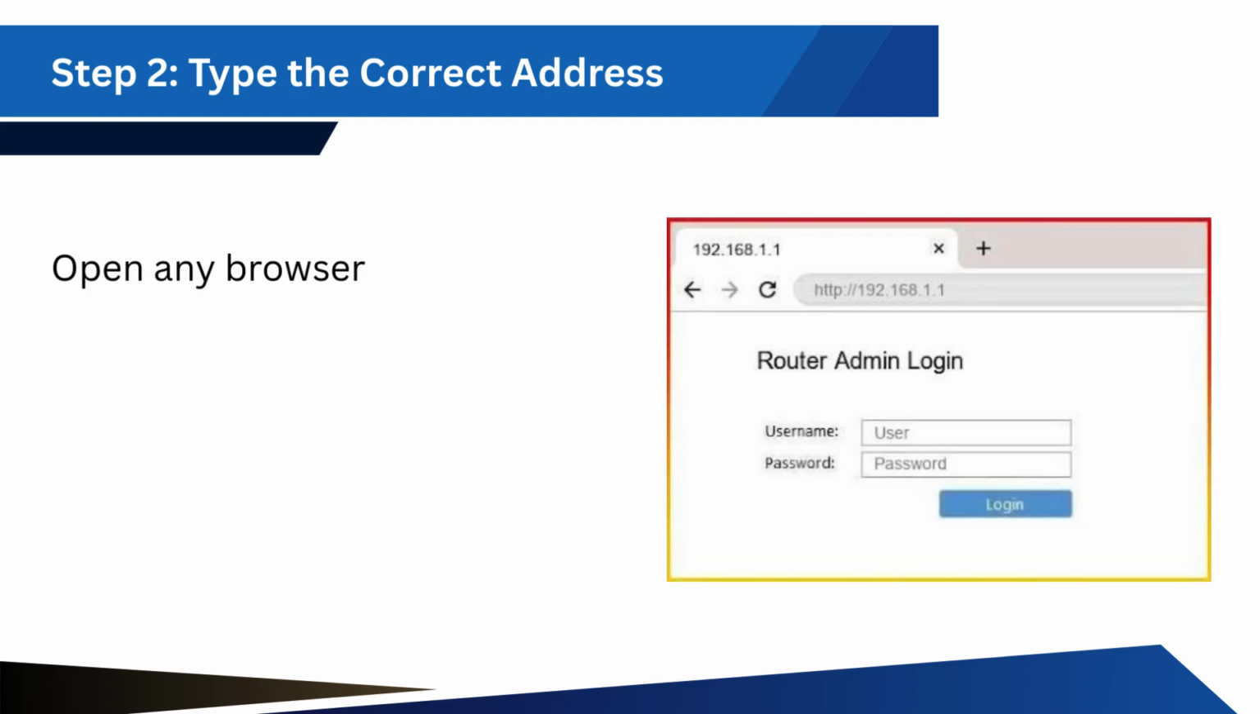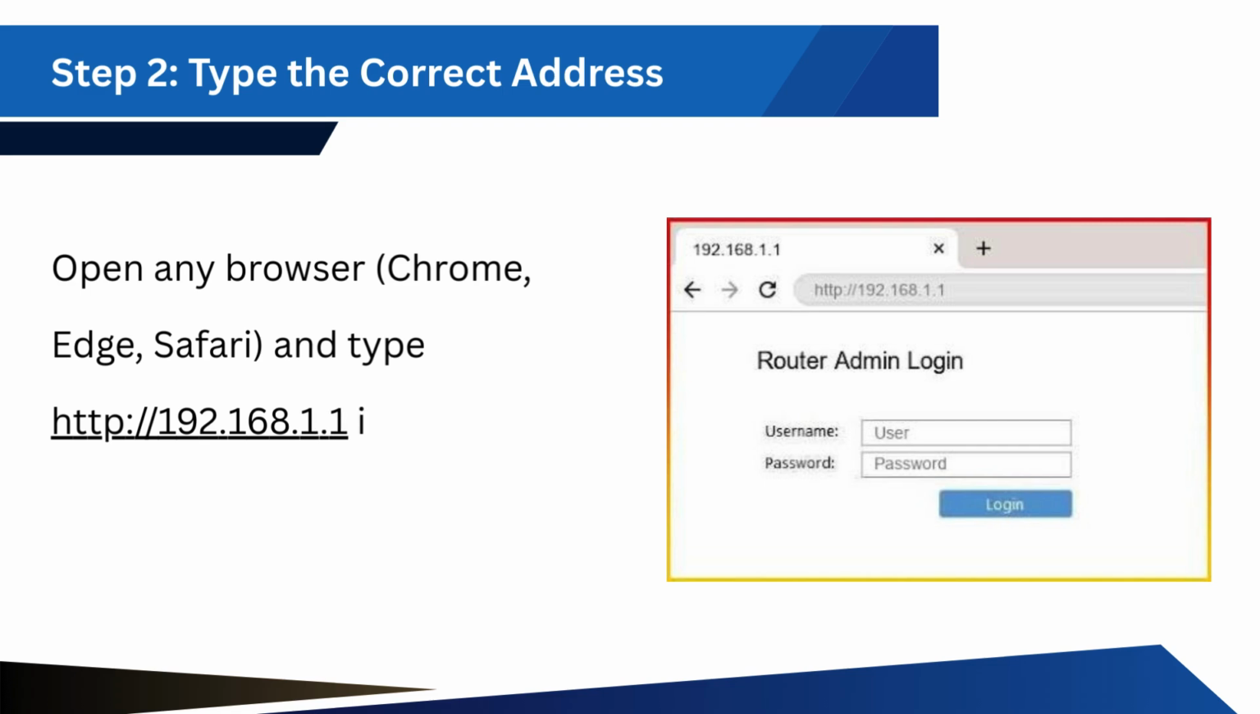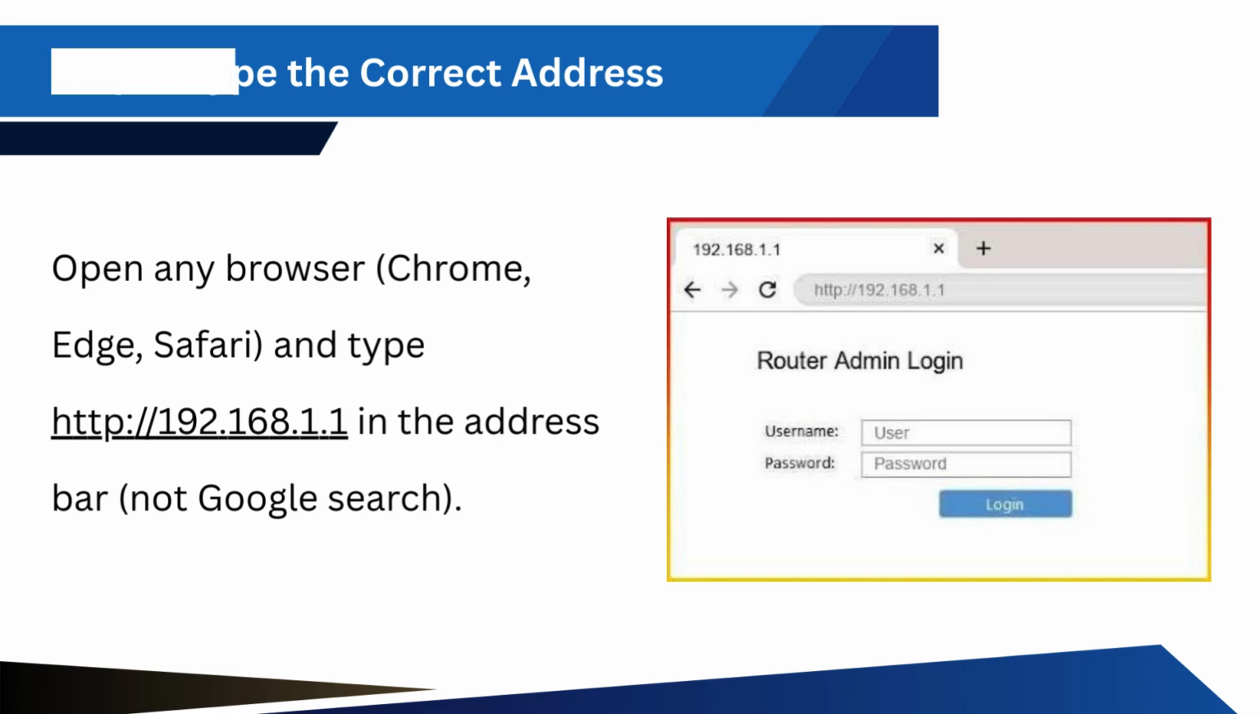Step 2. Type the correct address. Open any browser, Chrome, Edge, Safari, and type http://192.168.1.1 in the address bar, not Google search.